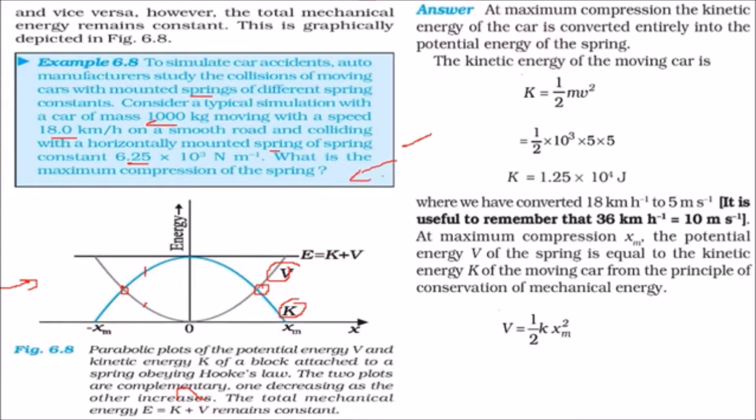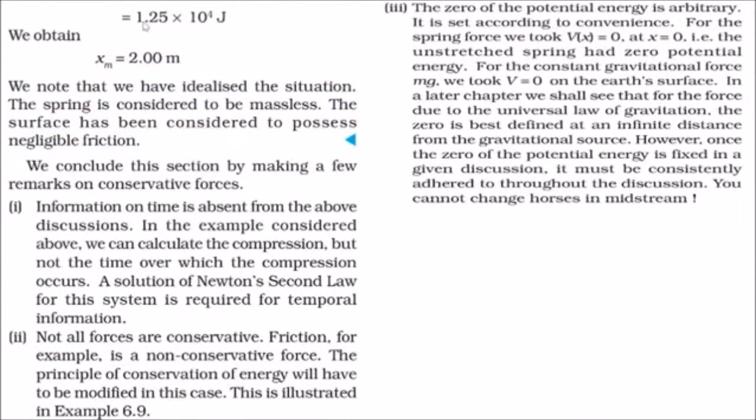Now let us come back to the question. At maximum compression, the kinetic energy of the car is converted entirely into potential energy. So the kinetic energy of the moving car is half mv square. The mass is 10 to the power 3 because it is 1000 kg. And we converted the speed into meters per second using 5 by 18. Now at maximum compression xm, the potential energy V of the spring is equal to the kinetic energy of the moving car, from the principle of conservation of mechanical energy. So V will be half k xm square. Just equate it, and you will get xm equal to 2.0.